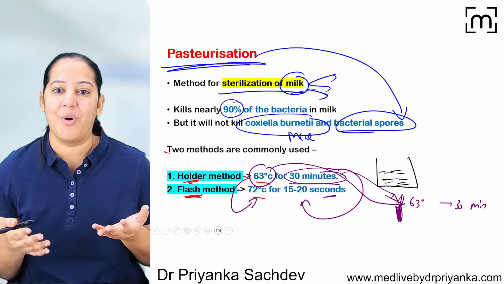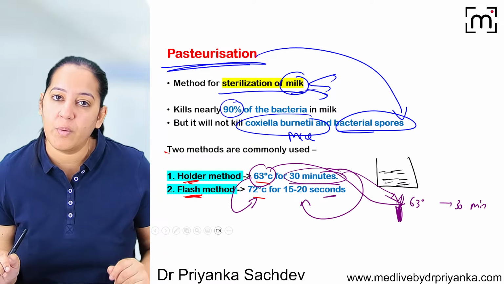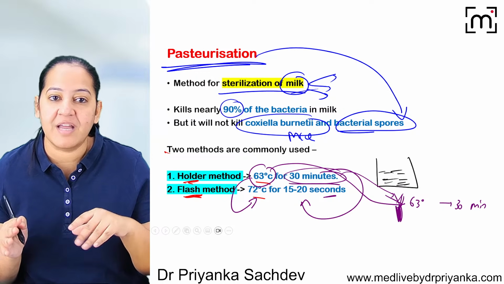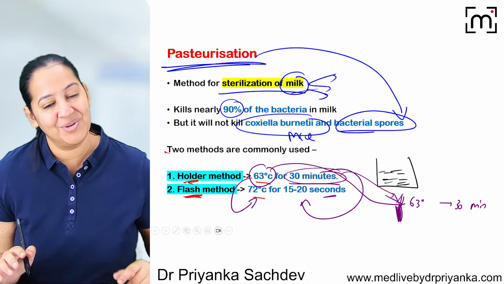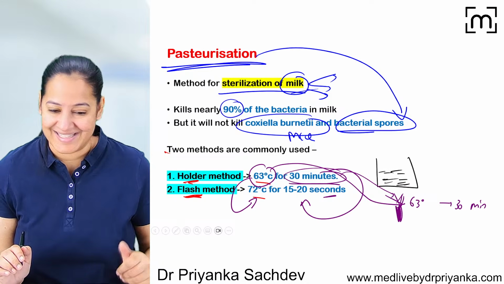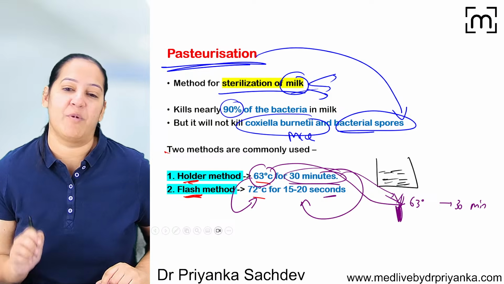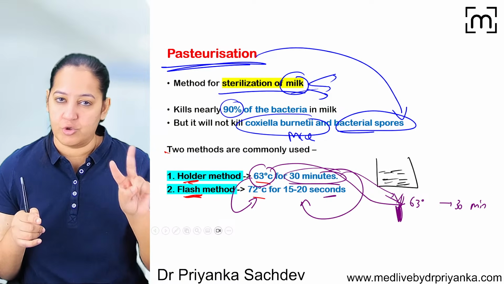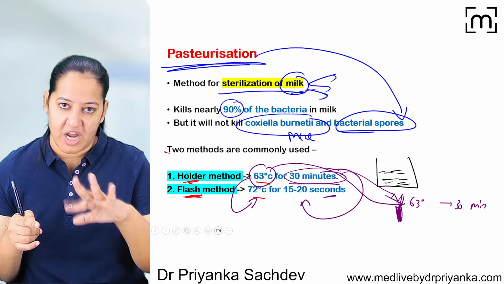You get questions on all these. What is the temperature and time of hot air oven? What is the temperature and time of the holder method of pasteurization? What is the temperature and time of the flash method of pasteurization? You have to learn all temperatures and times for the MCQs. Say yes, got it. Can we go ahead? So this is pasteurization. All the questions on pasteurization will be from this: the two methods, the temperature of each method, the time of each method.